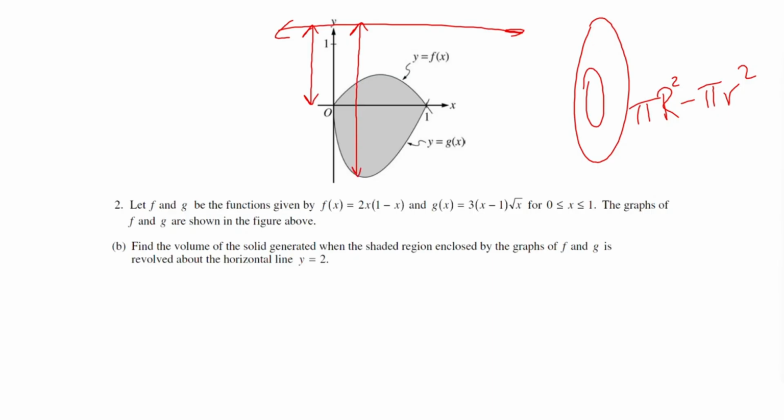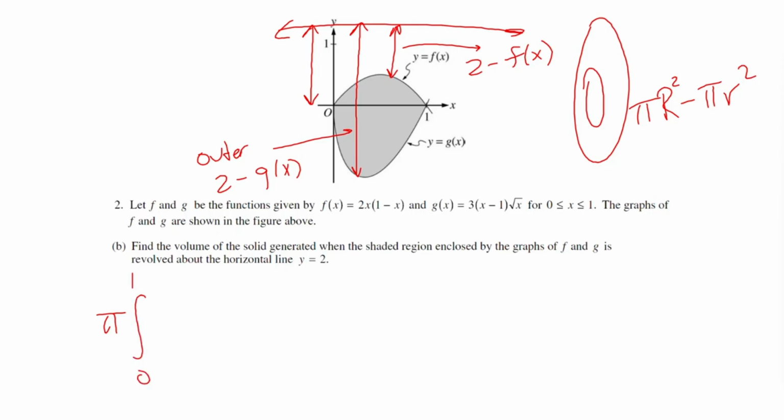So that's 2 minus the value of g of x, because all the values of g of x are negative. So if I subtract the values of g of x, that should give us a number larger than 2, right? So our outer is 2 minus g of x. And our inner is just going to be 2 minus f of x. Right? So all we do is pi times the integral from 0 to 1 of the outer radius squared, so 2 minus g of x squared, and then minus 2 minus f of x squared dx.